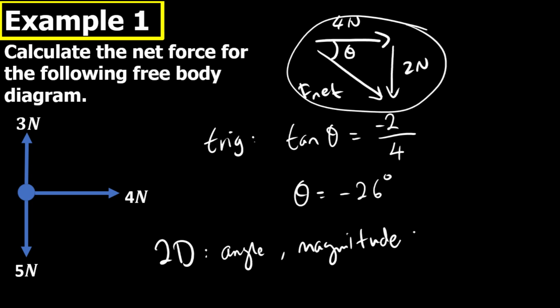So that is the end. I've given you two very simple examples, one in one dimension and the second one in two dimensions. I've shown you that for the two-dimensional case, you can use Pythagoras' theorem and the trigonometry identity. That is all for this video.